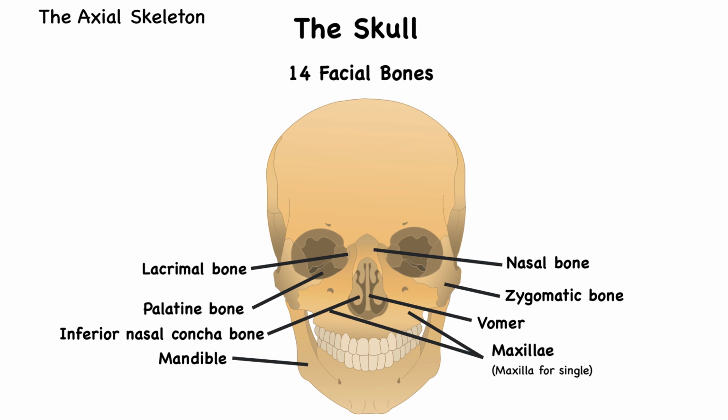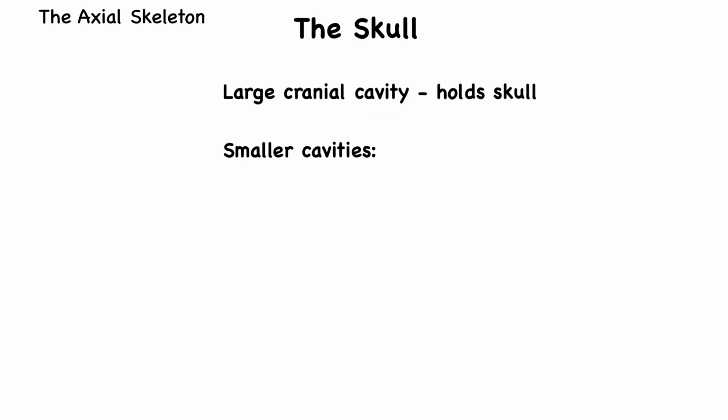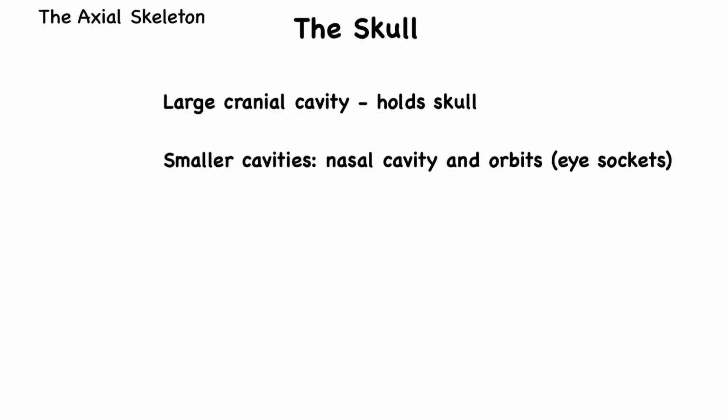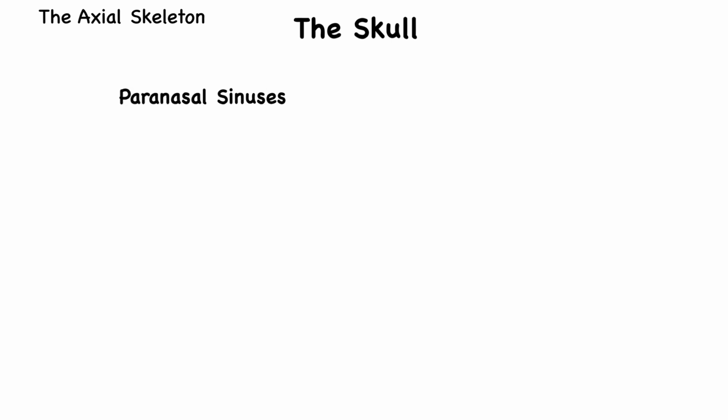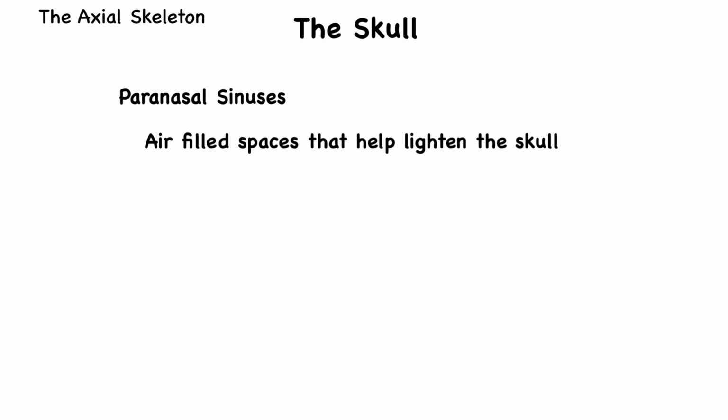Also important is that besides that large cranial cavity where the brain resides, the skull also has smaller cavities. This includes the nasal cavity and the orbits or eye sockets. In addition to these, some bones also contain paranasal sinuses. These are air-filled spaces that help lighten the weight of the skull and contribute to the resonance of your voice. When you get a sinus infection, they do fill with mucus because these air-filled sacs are lined with mucous membranes. When they fill with mucus, your head does feel heavy at that point.